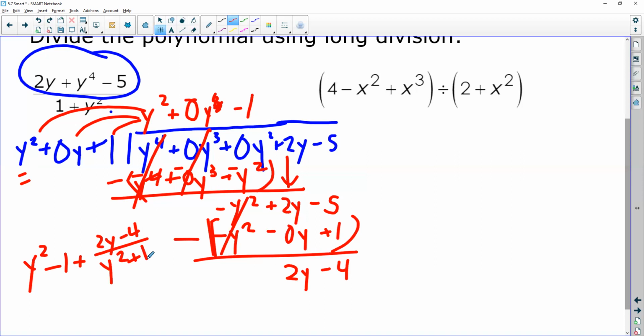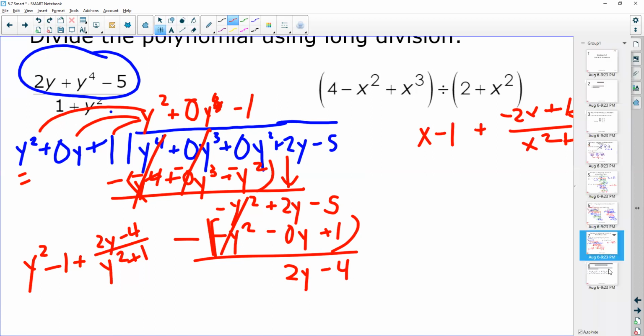I will tell you the answer is x minus 1 plus negative 2x plus 6 over x squared plus 2. Fill in the zeros, put it in standard form, try it. Okay, bring it into the discussion if you're not sure.